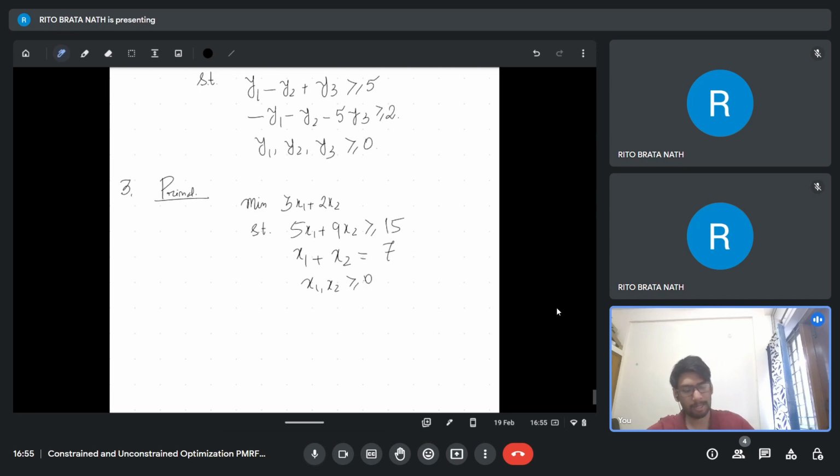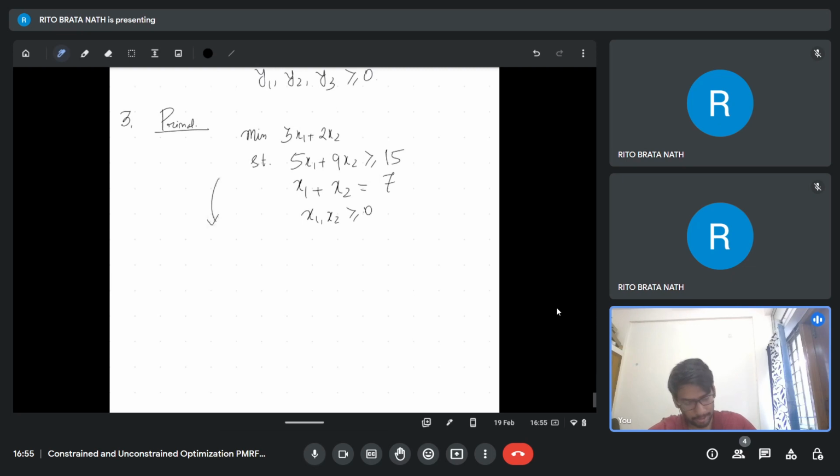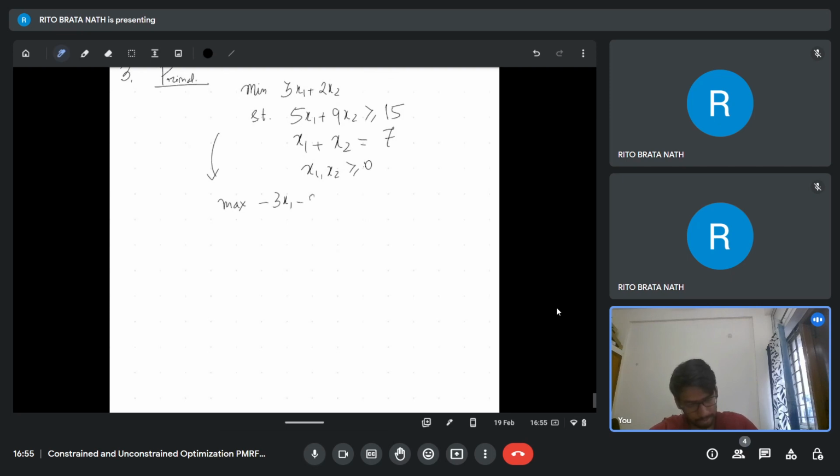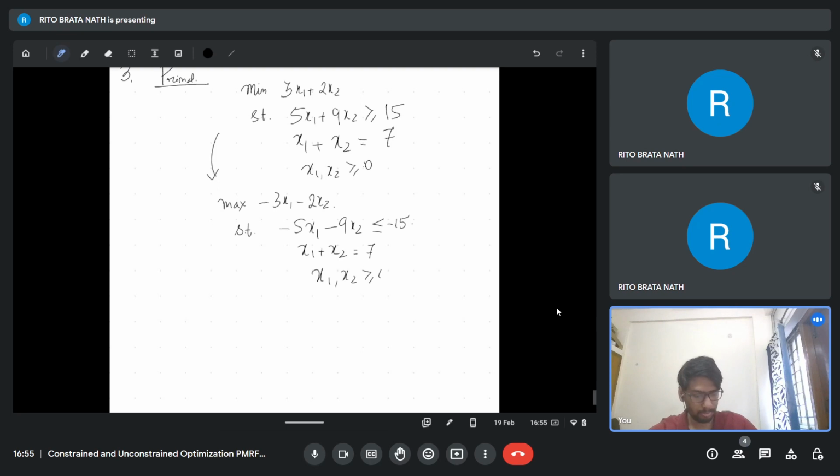Now how do we do that? This is not even in the standard form in the primal, so you have to convert it. So that will become max of minus 3x1 minus 2x2 subject to minus 5x1 minus 9x2 less than or equal to minus 15. This you can keep as an equality, but later you have to deal with it. Anyway, so let's do this.